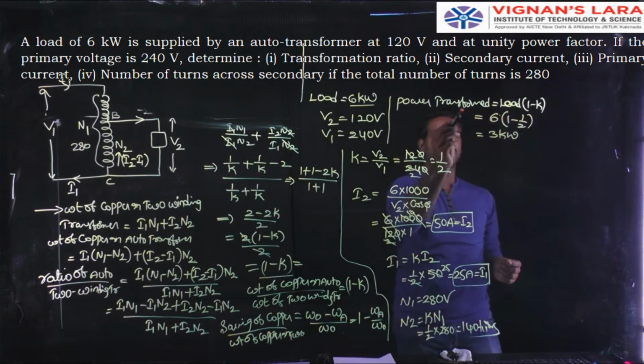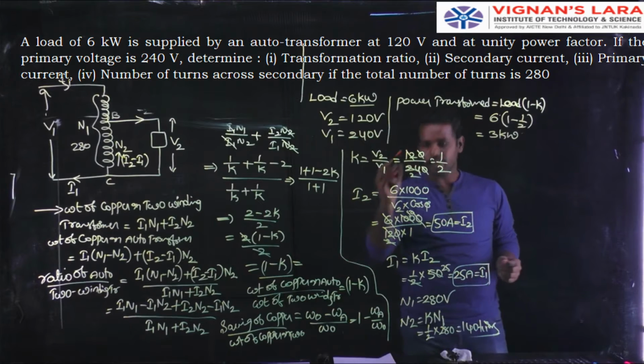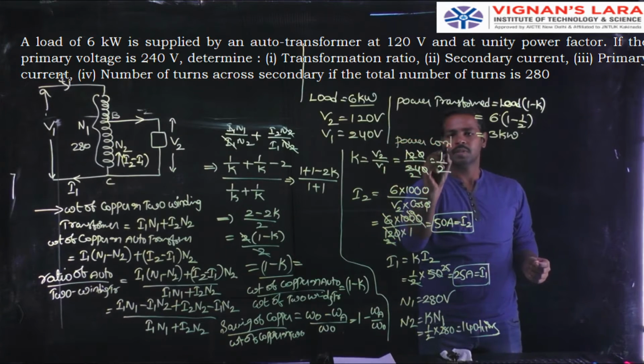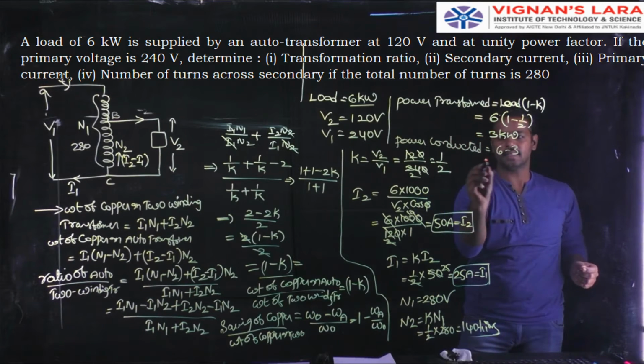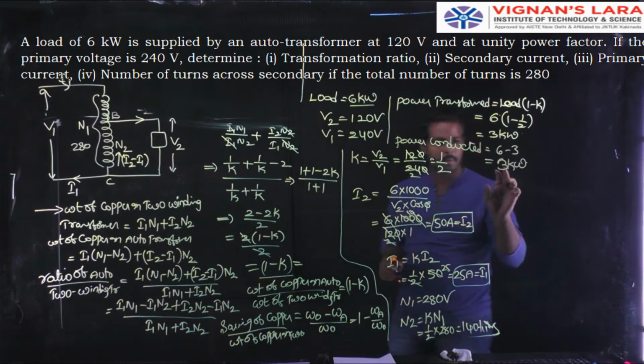So what about the power conducted? Power conducted is equal to 6 minus 3, which is equal to 3 kilowatts.